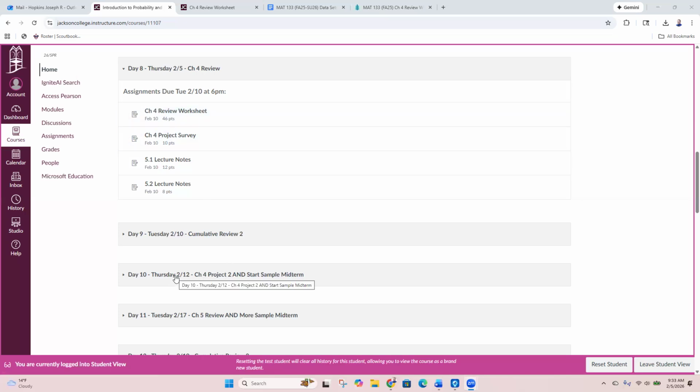Also next week on Thursday, the 12th, we'll start the sample midterm and we'll also start talking about the midterm and like all the details on when it is and how you can take it and what you can have and stuff like that.